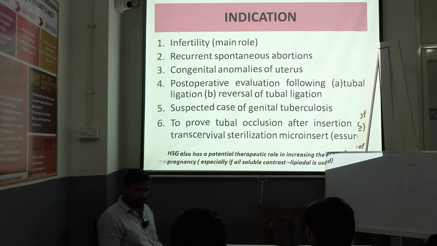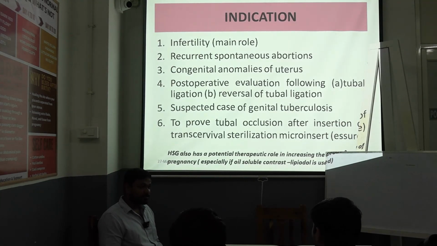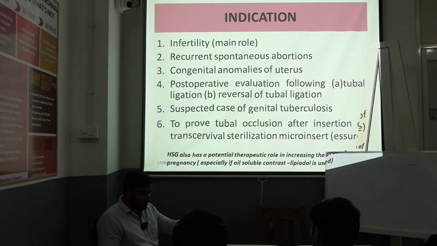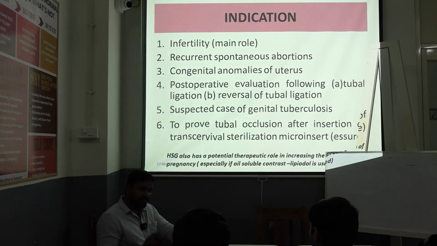Why do we do HSG? To check the patency of the fallopian tube. Any patient with, you remember, A for anatomical distortion, we do it to know whether there is any anatomical distortion.